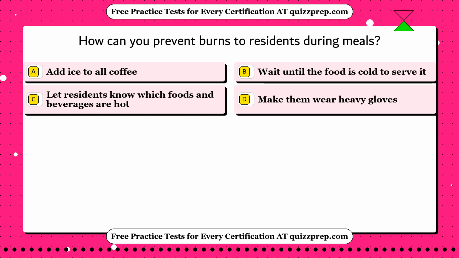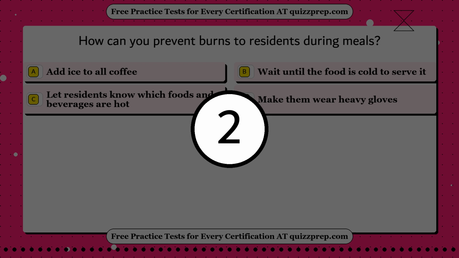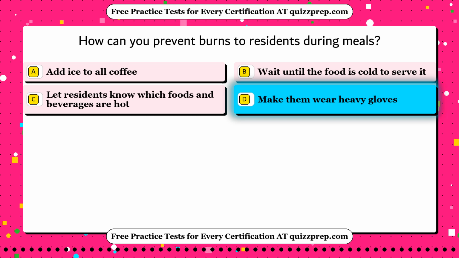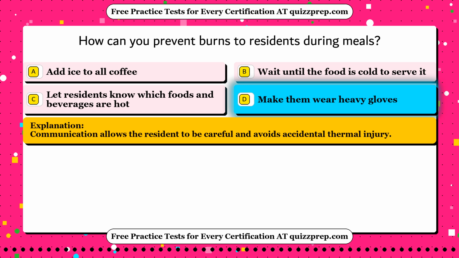Question 146. How can you prevent burns to residents during meals? Option A, add ice to all coffee. Option B, wait until the food is cold to serve it. Option C, let residents know which foods and beverages are hot. Option D, make them wear heavy gloves. The correct answer is option D, make them wear heavy gloves. Communication allows the resident to be careful and avoids accidental thermal injury.